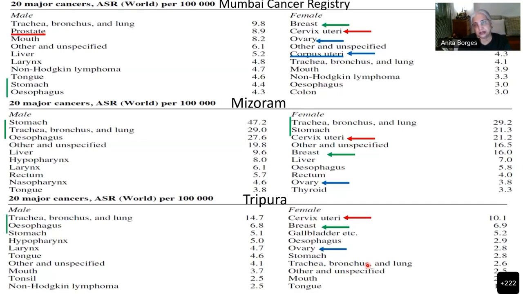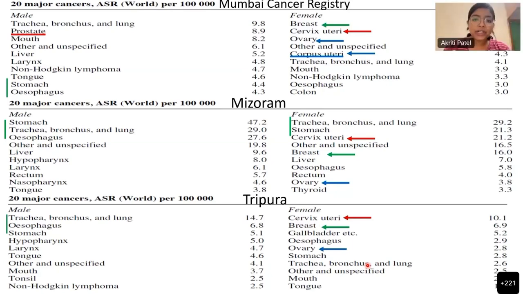And down the line, look at this now. In stomach, in Mizoram, you have 47.2. What is that? 47.2% of the men in Mizoram have stomach cancer. That means 50% of them are healthy and 47% have stomach cancer. What are these figures, please? What is the denominator? Akriti?